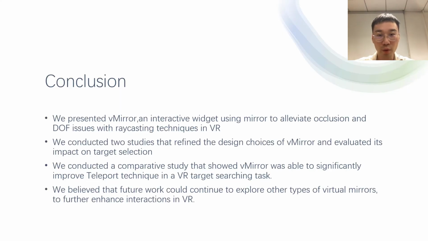In conclusion, we presented vMirror, an interactive widget using mirrors to alleviate occlusion and dwarfing issues with raycasting techniques in VR. We conducted 2 studies that refined the design choices of vMirror and evaluated its impact on target selection. We conducted a comparative study that showed vMirror was able to significantly improve the teleport technique in a VR target searching task. We believe that future work could continue to explore other types of virtual mirrors to further enhance interactions in VR.